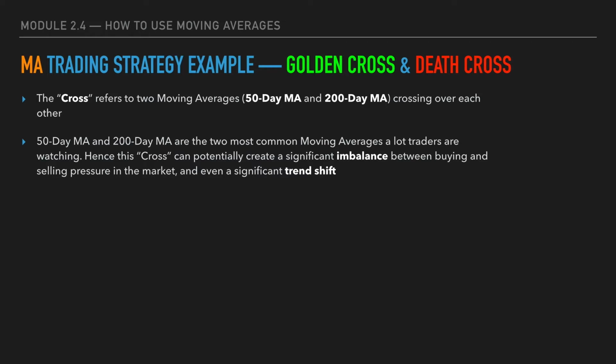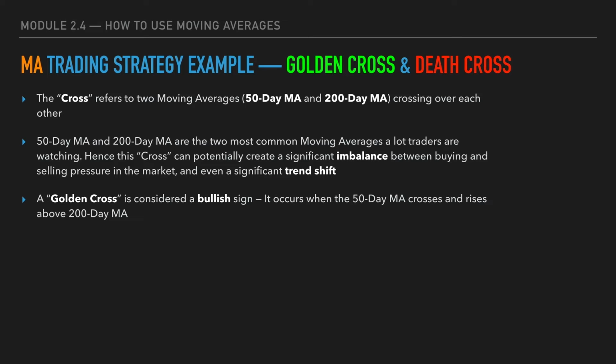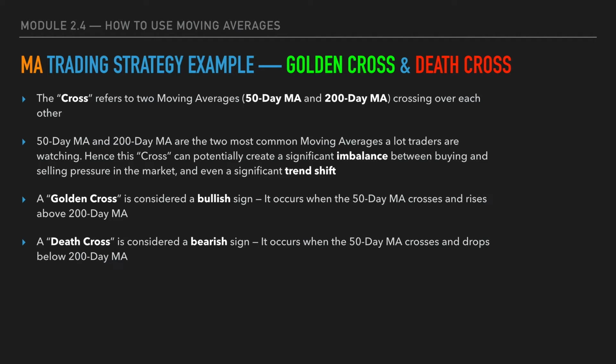50-day moving average and the 200-day moving average are the two most common moving averages a lot of traders are watching. This cross can potentially create a significant imbalance between buying and selling pressure in the market, and even a significant trend shift. So what is this golden cross? A golden cross occurs when the 50-day moving average crosses and rises above 200-day moving average. It's considered a bullish sign. On the other hand, a death cross occurs when the 50-day moving average crosses and drops below the 200-day moving average. When that happens, it is considered a bearish sign.